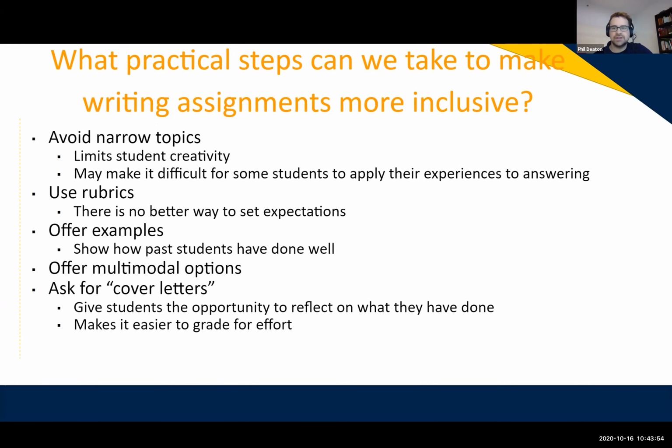Offering examples: if you can, work with students that have done a good job in the past on an assignment in your class and see if they would be okay with you sharing some of that work in whatever manner. That could be a really great way to show how to meet a writing assignment, especially for first gen students. It can be really helpful to just have an example of what you're looking for. If it's the first time you're doing that assignment, you could provide an example yourself.